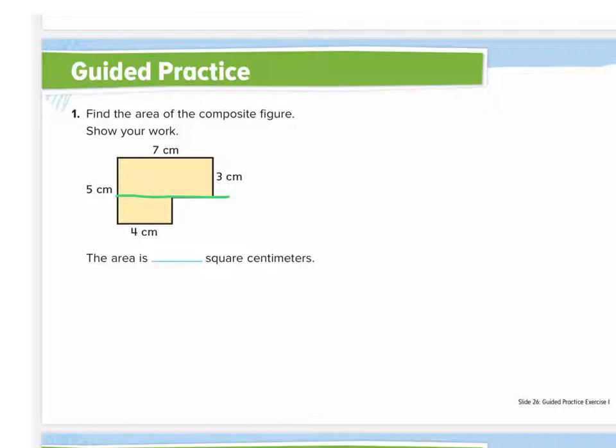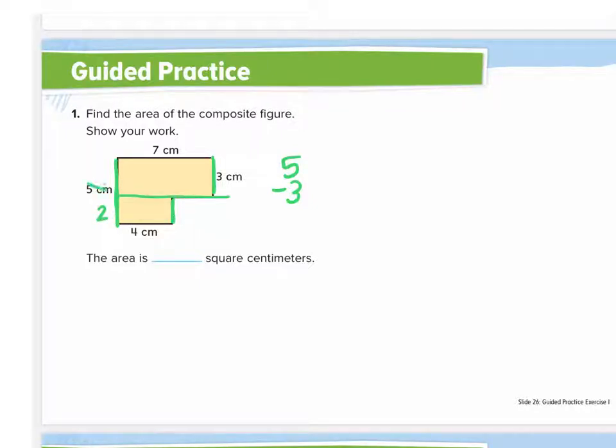So we have a length of 7 and a width of 3 in this top rectangle, and we don't know the width of the bottom rectangle, so we have to do a little math here. If this length is 5 and this is 3, and we want to know what this little side is, we can take 5 minus 3, and that will tell us that this is only 2 centimeters long.